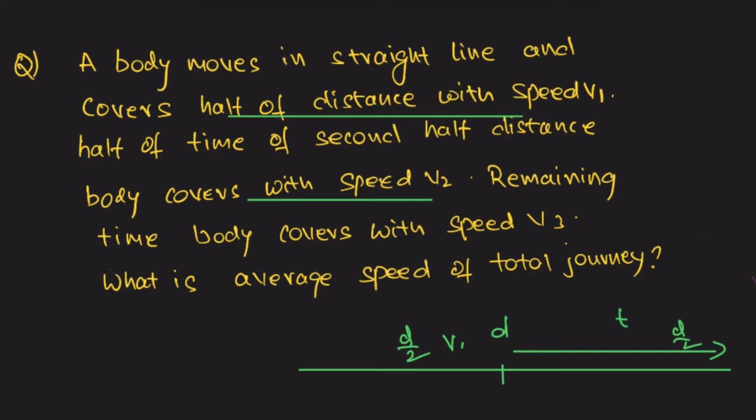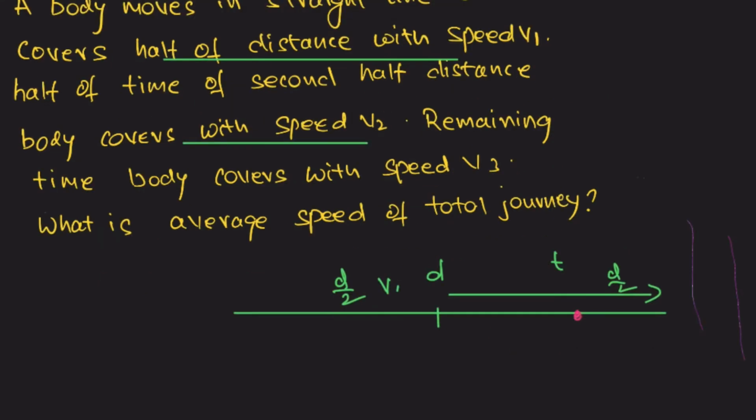Suppose after half of the time the body position is this one. So from this point to this point, it takes a time t by 2 with speed v2. For the remaining half of the time, t by 2, it takes a time with speed v3.